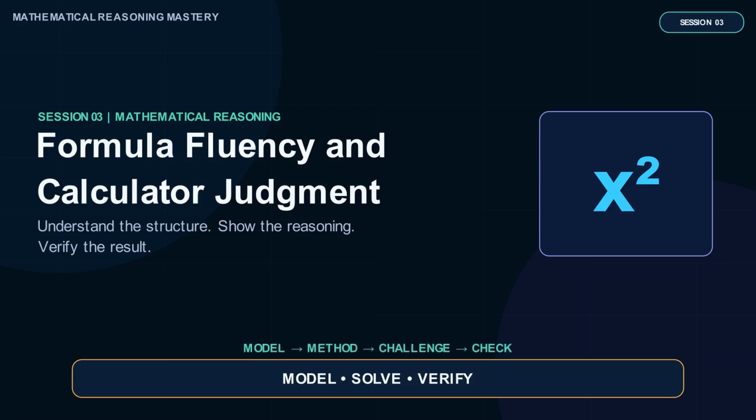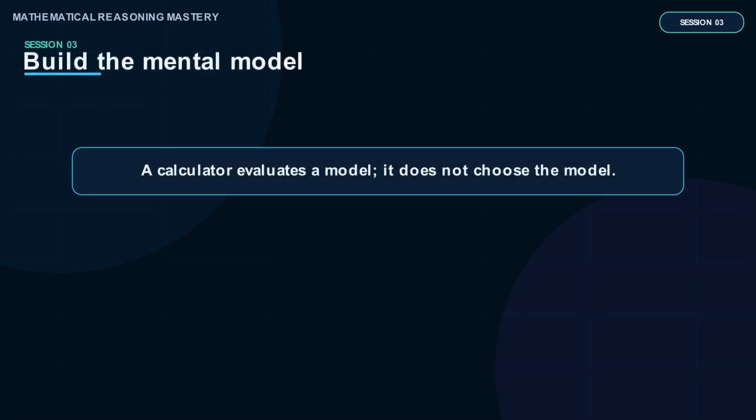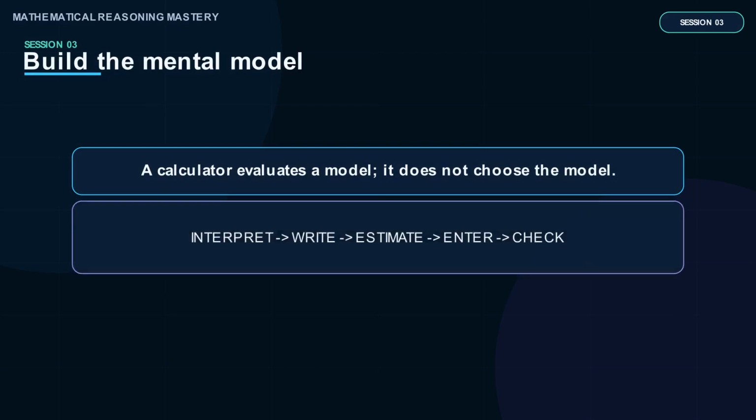Keep a pencil ready. We will build a mental model, use a repeatable method, solve a demanding example, diagnose an error, and finish with an independent checkpoint. Start with this principle. A calculator evaluates a model. It does not choose the model. Use this visual structure: interpret, write, estimate, enter, enter. Read every symbol and label before calculating.